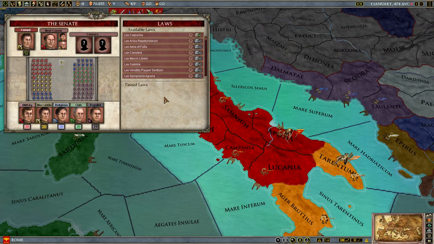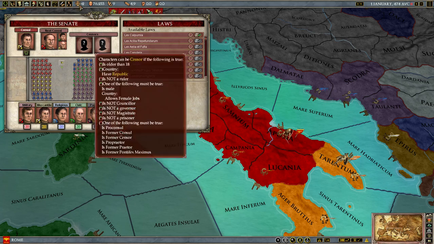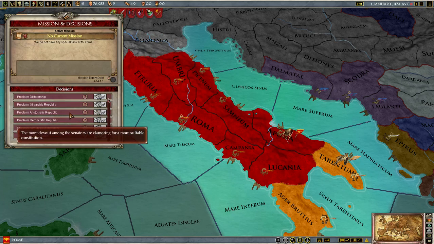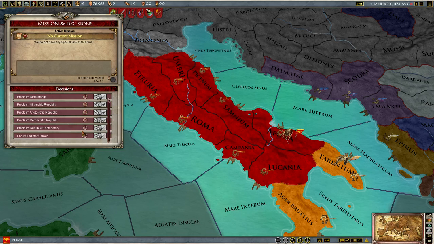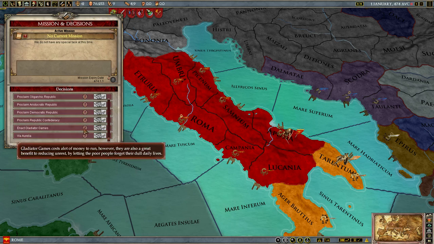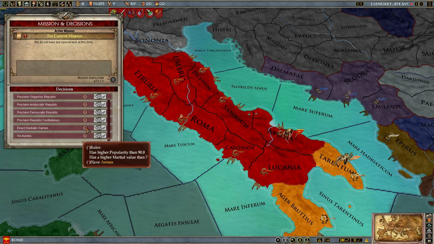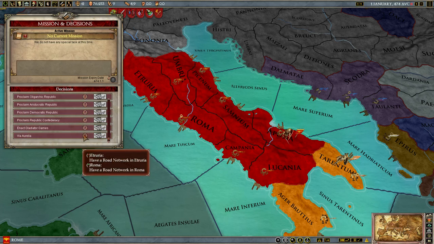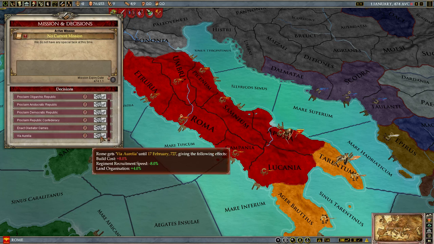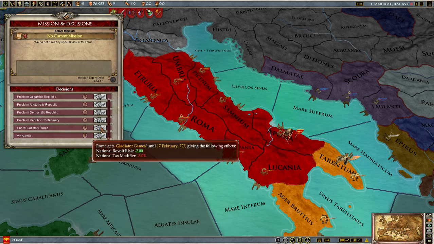Next on to government. This is the Senate and the laws. I really wish I could get more into this, but this is such a complicated system, and in fact varies from government type to government type, so I'm going to have to cover this all in its own video. Missions and decisions. Simple stuff here. This is the types of government that you can change into, and the requirements of it. In addition, there are certain specific events, such as the ability to enact gladiatorial games and Via Aurelia, which all have their own effects, some of which last until the end of the game, the year 727.